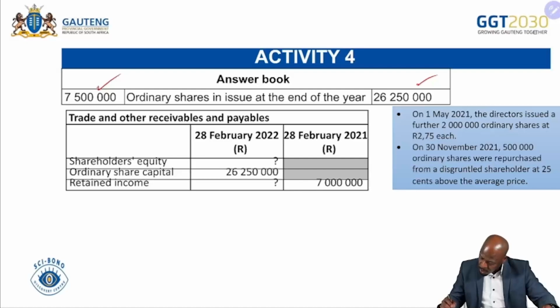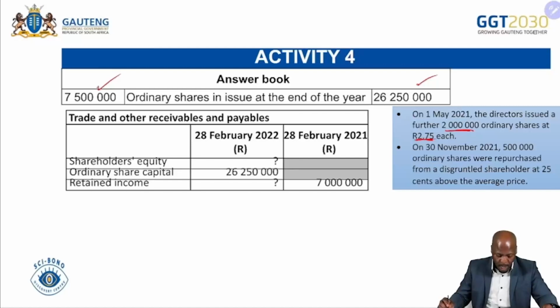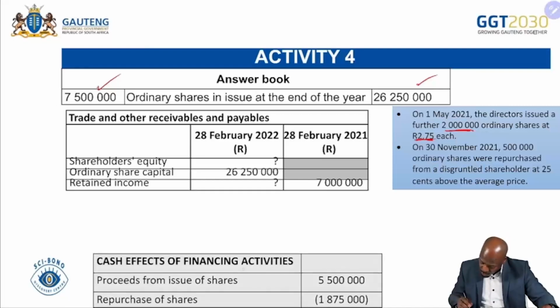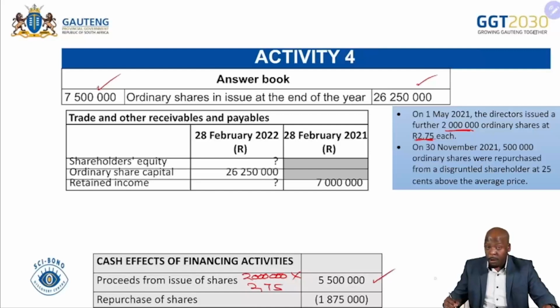They say the directors issued a further 2 million shares at R2.75. Okay, so let's see how do we record that one. So proceeds from issue of shares, the directors issued how many shares? 2 million. So it's going to be your 2 million shares, and these were issued at R2.75. That is how you get your 5.5 million.